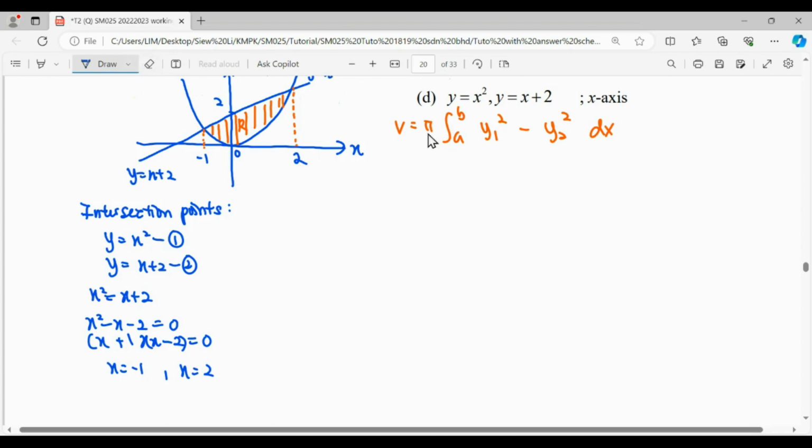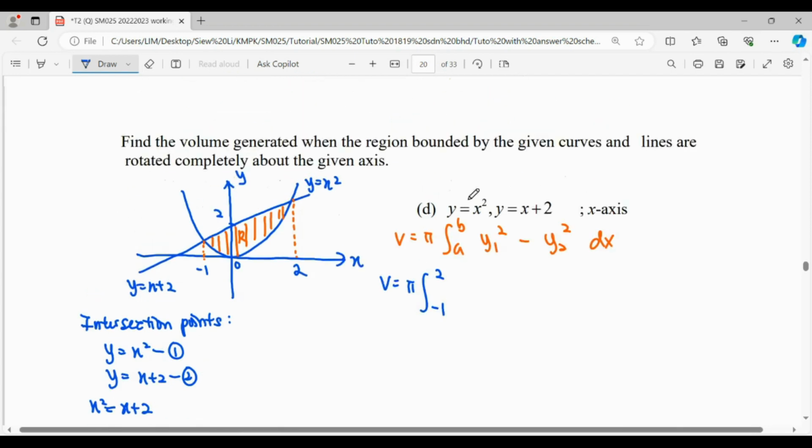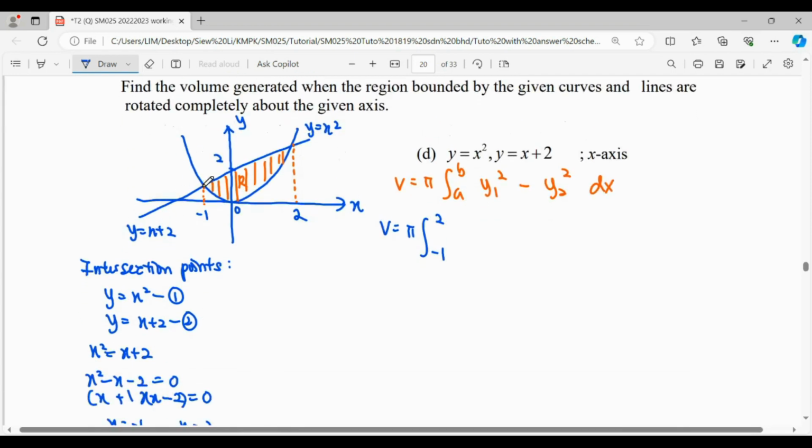Then we put this into the formula, where volume equals pi, lower limit negative 1, upper limit 2. Then the curve above this region will be the linear one, so it will be x plus 2, squared, minus the curve below, which is the quadratic, squared, and integrate with respect to x. We simplify first.